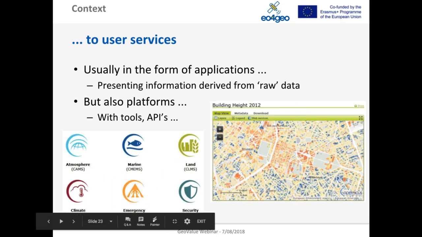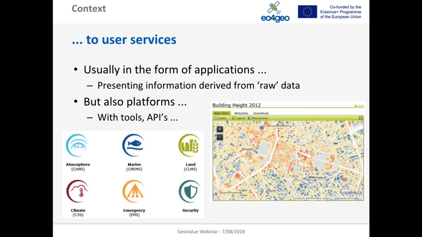Usually the services meant by Copernicus are in practice applications. So they present the information derived from the raw data into a certain format, into a certain environment, usually in specific portals. But we speak in fact about applications and apps on mobile devices and so forth. But also more and more additional platforms where, for example, developers can have access to the data, not only to the data, but also to some tools or to some environments on top of which they can build then further new applications. And in the case of Copernicus, there are so-called six services: one on atmosphere, another on climate, emergency, marine, land, and security. So those are the six services currently available.